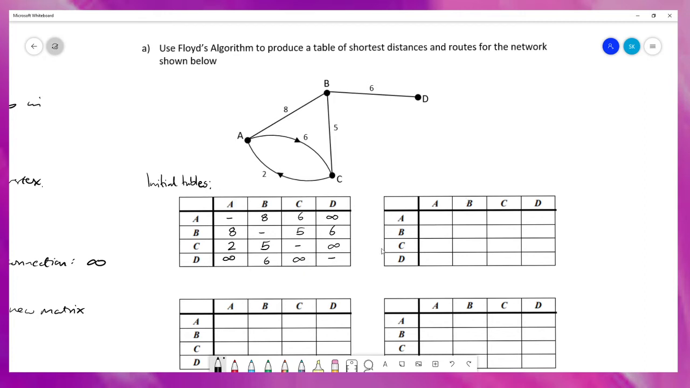Now, we didn't go through how to fill out a route table in the previous videos, so we're going to look at that now, and it's very, very straightforward. All you do is you take the top letter of the label of the column and fill that in all the way down.